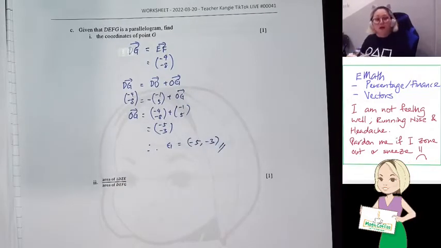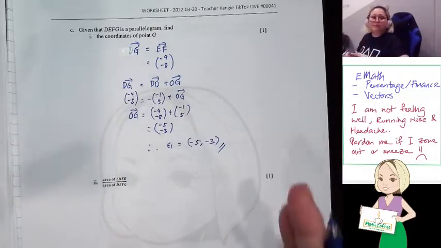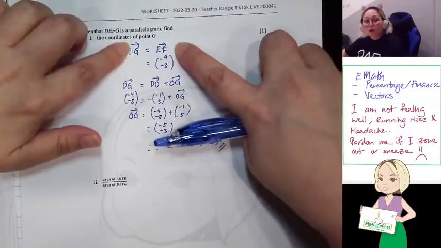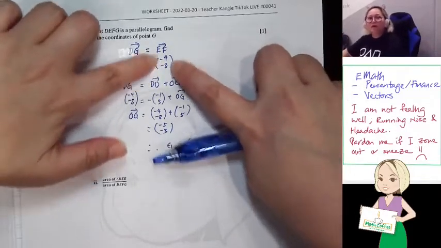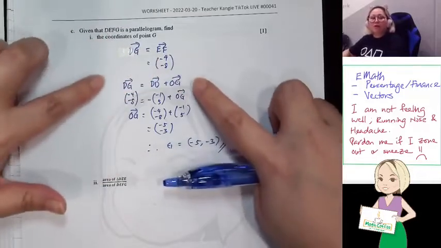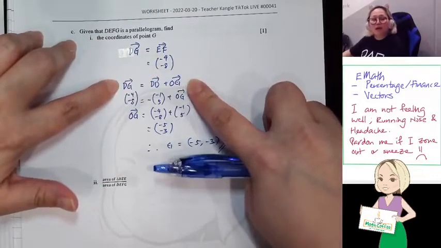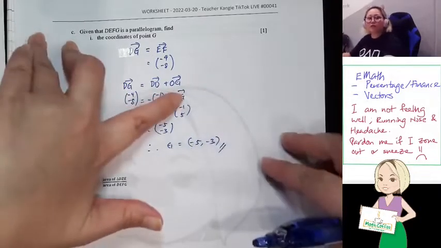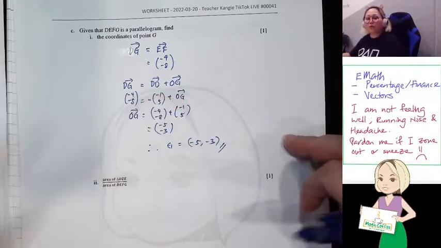Therefore, my coordinate G is (-5, -3). Done. Ta-da! So when they ask this kind of question, the opposite vectors are equal. Equal means they have the same column vector. Okay? And because I already know the coordinates of one of the points, I just form this equation and solve for the unknown. In this case, G is unknown.